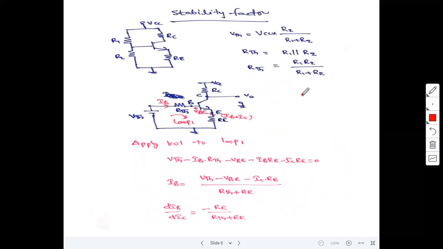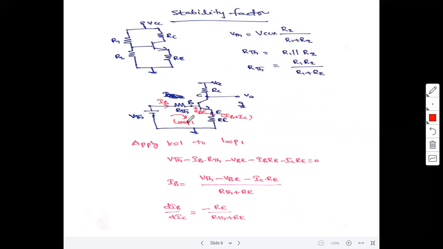Okay, now come to the stability factor here. This is the self-bias circuit. For the stability factor, we already know we have to express the base current in terms of collector current. We already know V Thevenin is equal to VCC into R2 by R1 plus R2, and R Thevenin is equal to R1 parallel to R2, so R Thevenin is equal to R1 R2 by R1 plus R2.